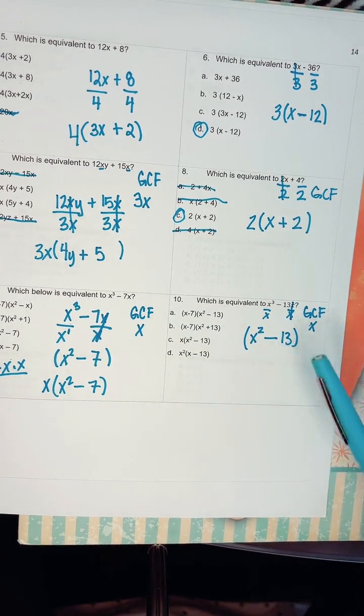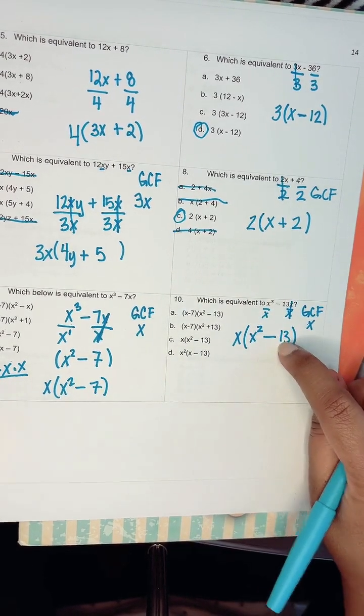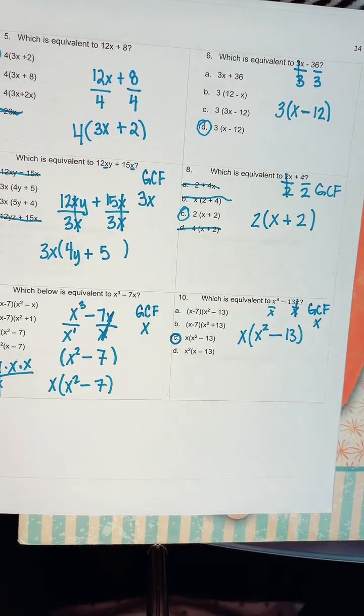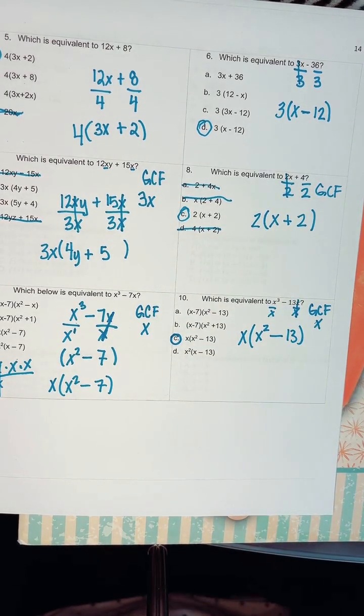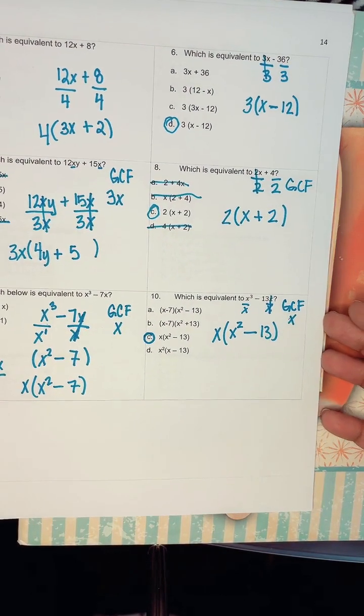You got to ask yourself, is this a difference of squares? No. We see our answer right here. C is our answer. Good.